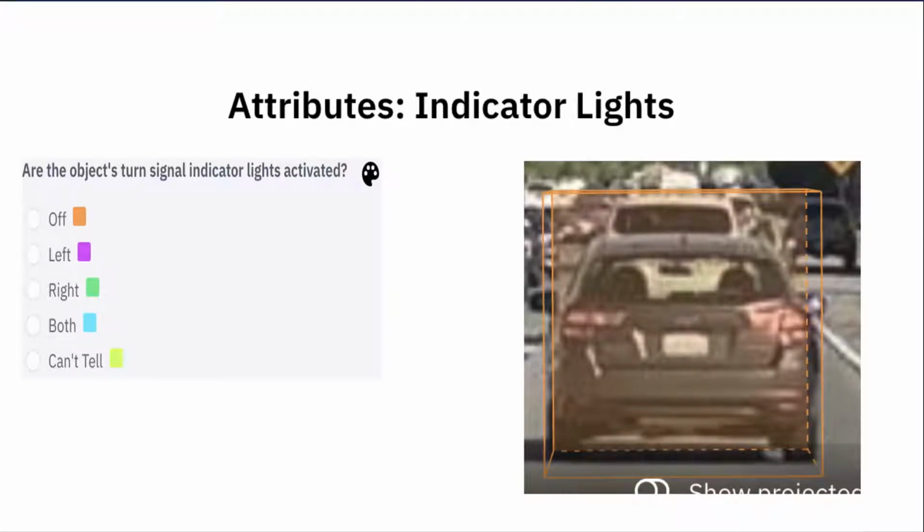So in the example to the right, we can see the back of this car and its backlights, and we don't see any lights that are on. So in this choice, we would select off.